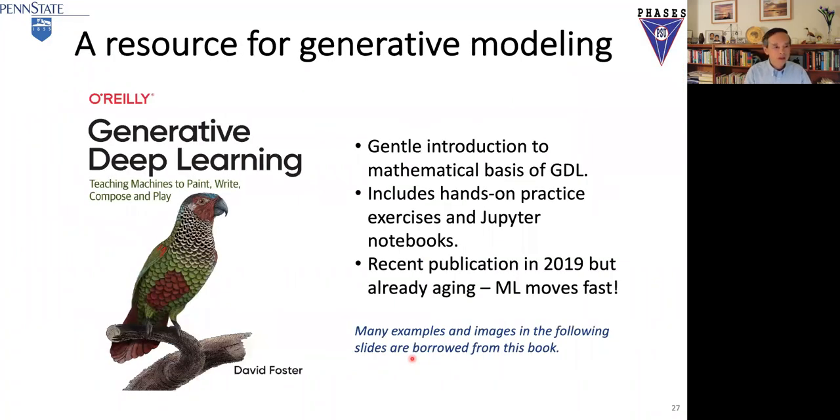This is just one or two slides about generative modeling. Of course, I'm not an expert on that, but there are a lot of experts, for example, this book by David Foster, Generative Deep Learning. It introduces the mathematics and includes hands-on practice. Nowadays we're into Python programming and use Jupyter notebooks to run your calculations. There are a lot of publications recently, even after this book, and they show just how fast this field is moving.